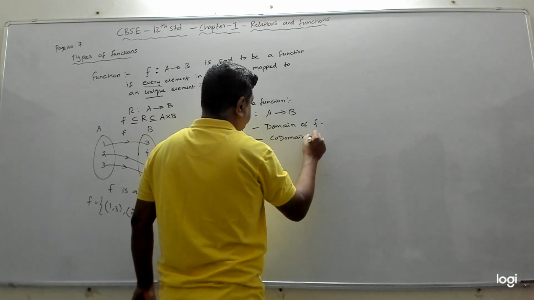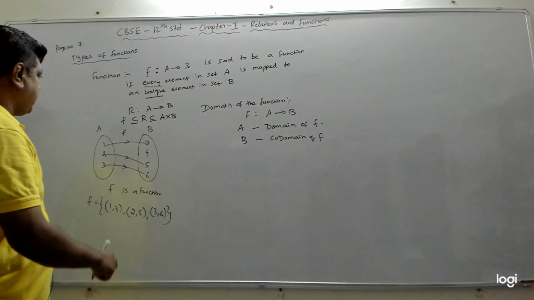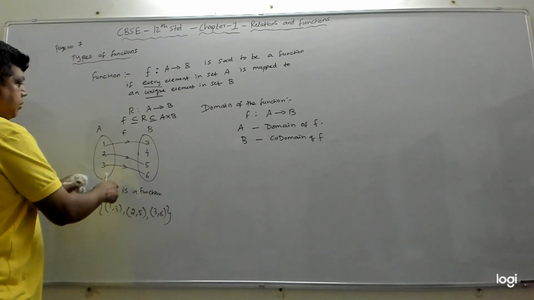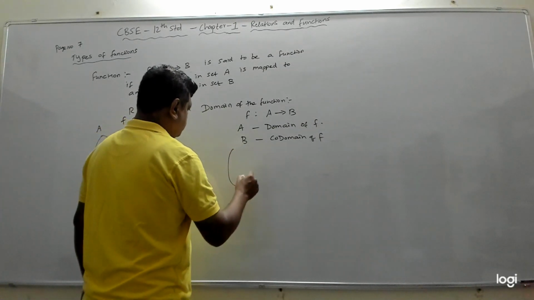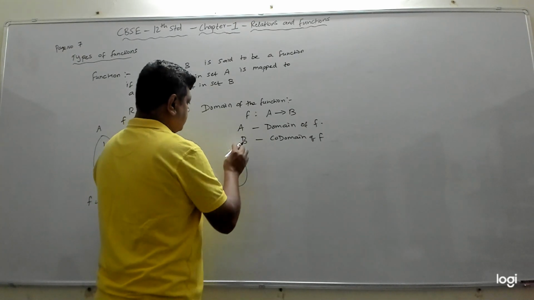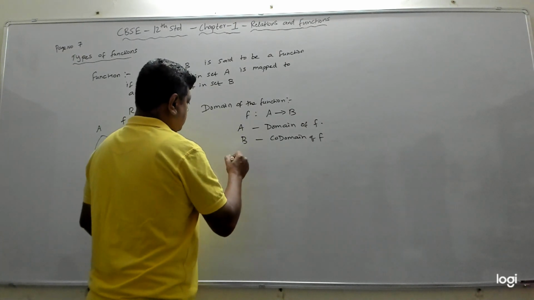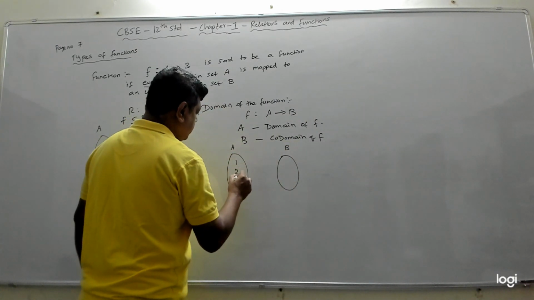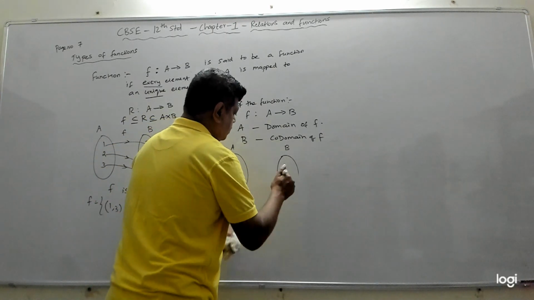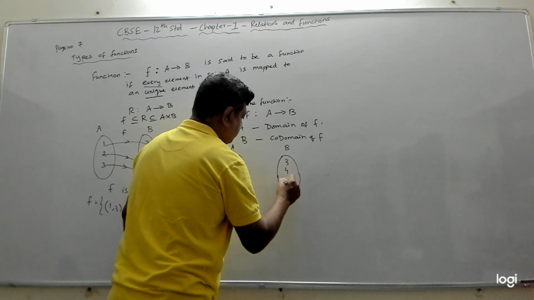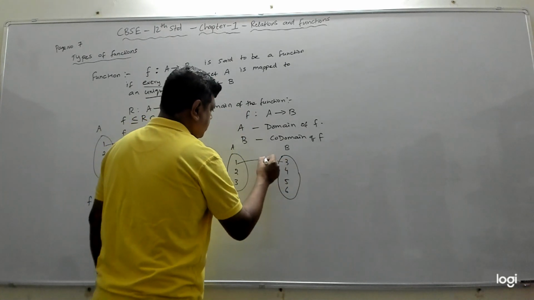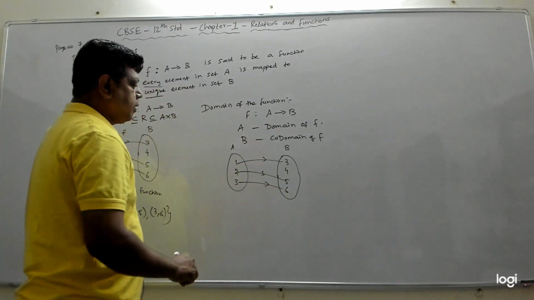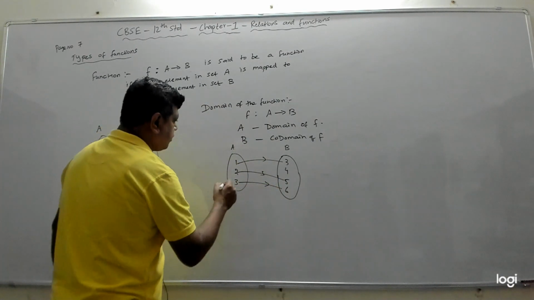Codomain of f. Right here, if you take the A set as 1, 2, 3 and the B set as 3, 4, 5, 6. For this particular example, I am writing the same thing here. Suppose A is a set, B is a set, and 1, 2, 3, and 3, 4, 5, 6, and 1 goes to 3, and 2 goes to 5, and suppose 3 is mapped to 6. Then this is a function f.